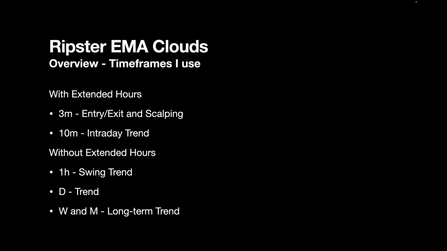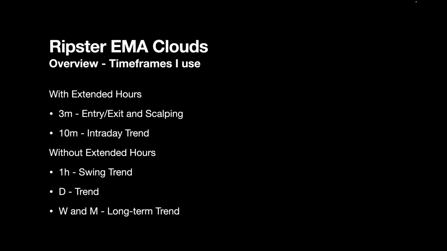And so I find the 10-minute really nice for being fast enough to take day trades, but slow enough that it smooths out the fake outs that you might get on a 5-minute or below. Those are the two that I use, and those both have extended hours on. Then without extended hours, there's the 1 hour, the daily, the weekly, and the monthly, and those all provide trend on higher time frames.